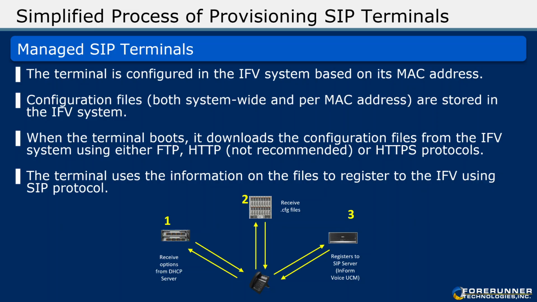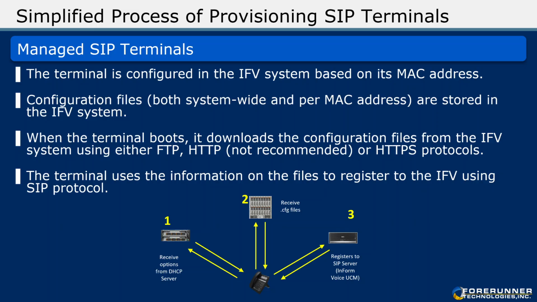So we take the terminal out of the box. We connect the terminal to a PoE switch, and the first thing the terminal is going to do is try to get an IP address from a DHCP server. We can configure that DHCP server with options, and one of those options is the address of a provisioning server, which is Inform Voice.